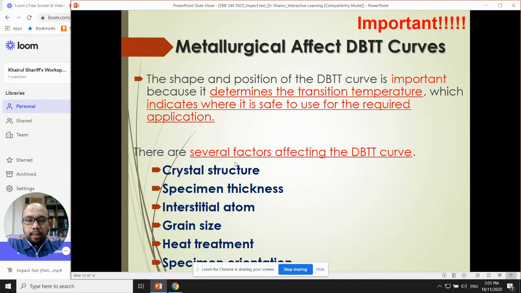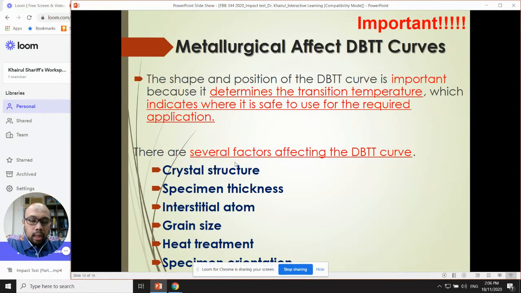For this DBTT curve, there are several factors that affect it. Number one, the crystal structure. Number two is the specimen thickness. Number three is the interstitial atom, and number four is the grain size. Number five is the heat treatment, and then number six is the specimen orientation.